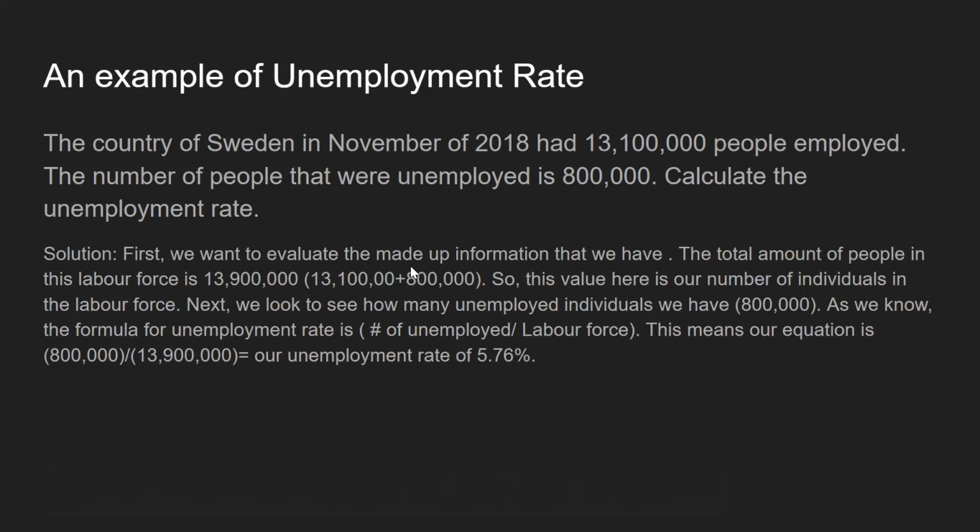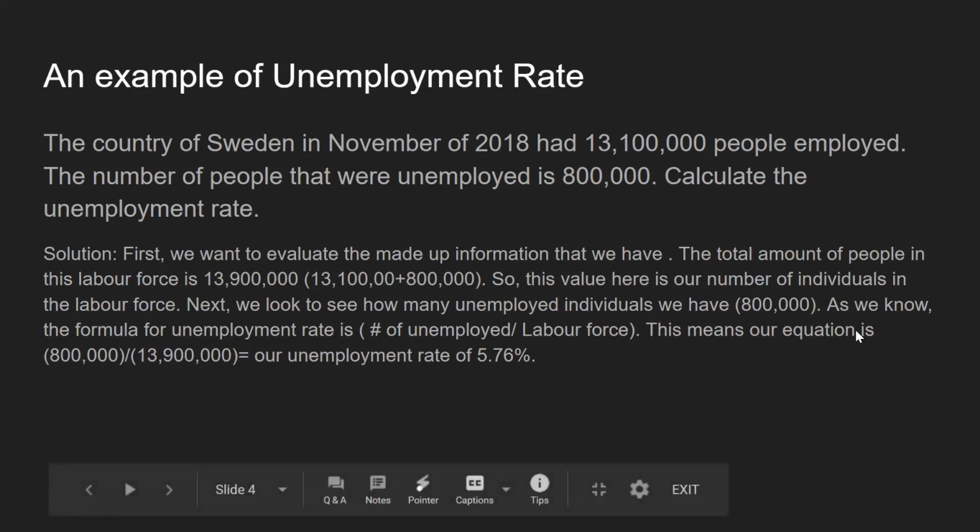Next we look to see how many unemployed individuals we have, which is this value here, the 800,000. And as we know, the formula for unemployment rate is number of unemployed divided by the labor force. Using these two values, the 800,000 as our numerator and the 13.9 million as our denominator, our equation is 800,000 divided by 13.9 million, and our unemployment rate is 5.76% when we round to 2 decimal points.